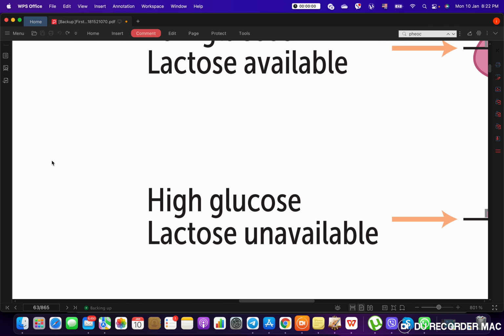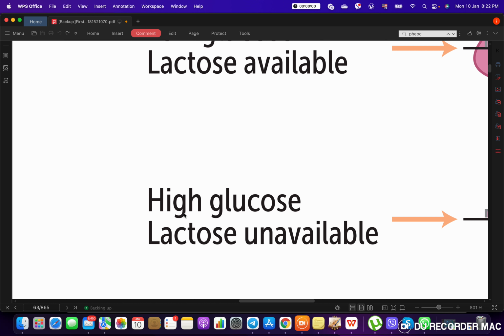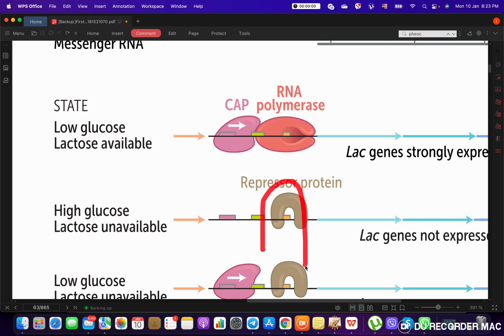The LAC genes are strongly expressed and they are able to metabolize the lactose. In the next state, we have high glucose and lactose unavailable. Should the LAC operon work in this state? Yes or no? There is no point in it working, because the LAC operon used to work only as a survival mechanism. When you don't have glucose, you have lactose. So the lactose is unavailable, so the repressor will be sitting. And the high glucose, if you have high glucose, what happens to cyclic AMP?